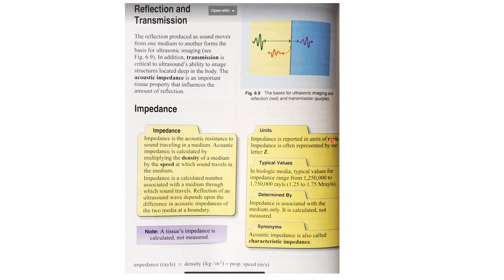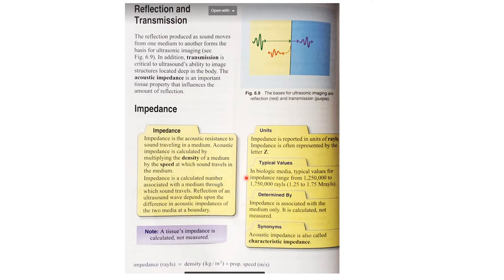Impedance is reported in units of rayls, R-A-Y-L-S. And impedance is often represented by the letter Z. Now, a rayl is a kilogram per cubic meter times the propagation speed, which is meters per second. So if you think about this, the rayl is going to be a kilogram per meter squared times second. So that's kind of a definition of it.